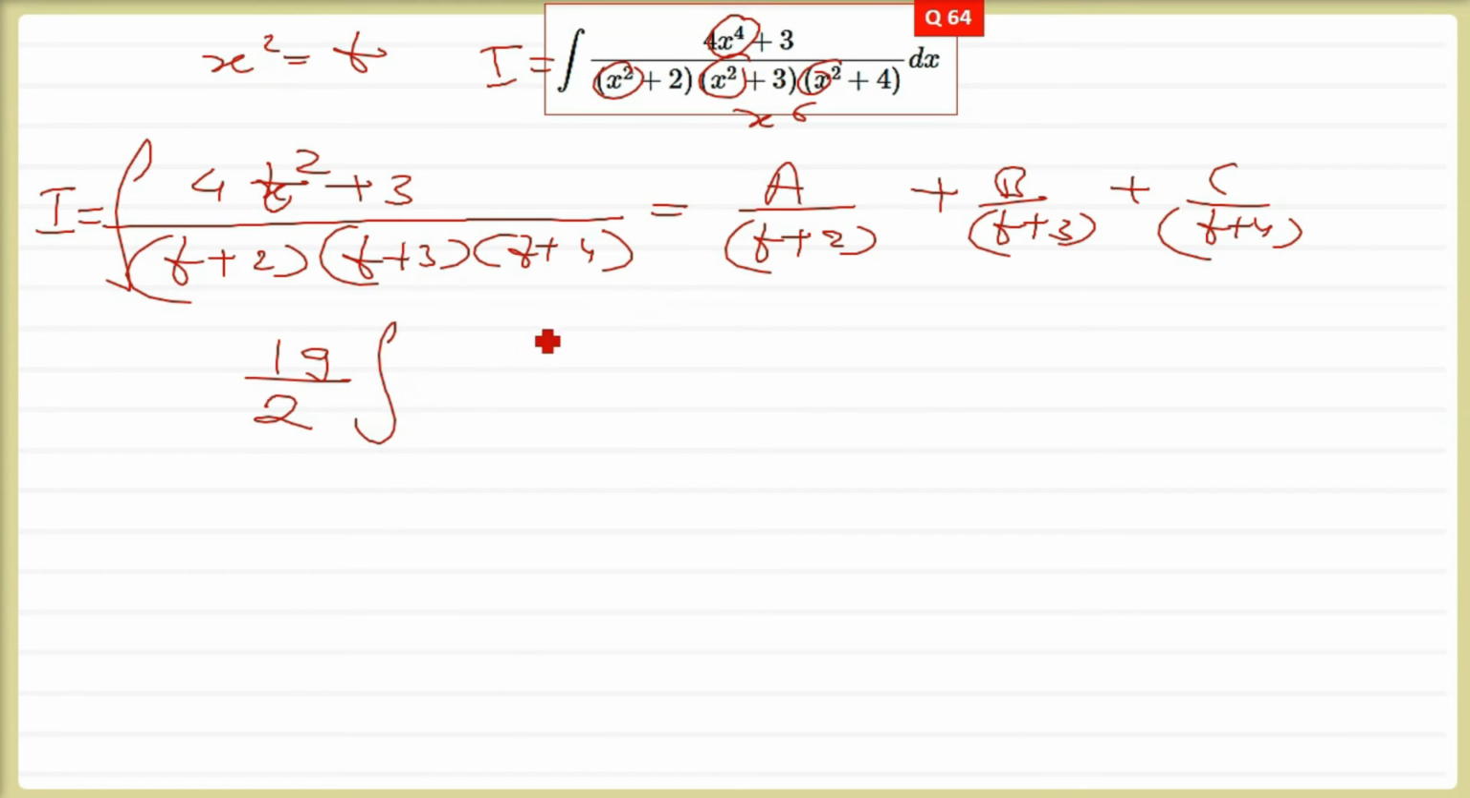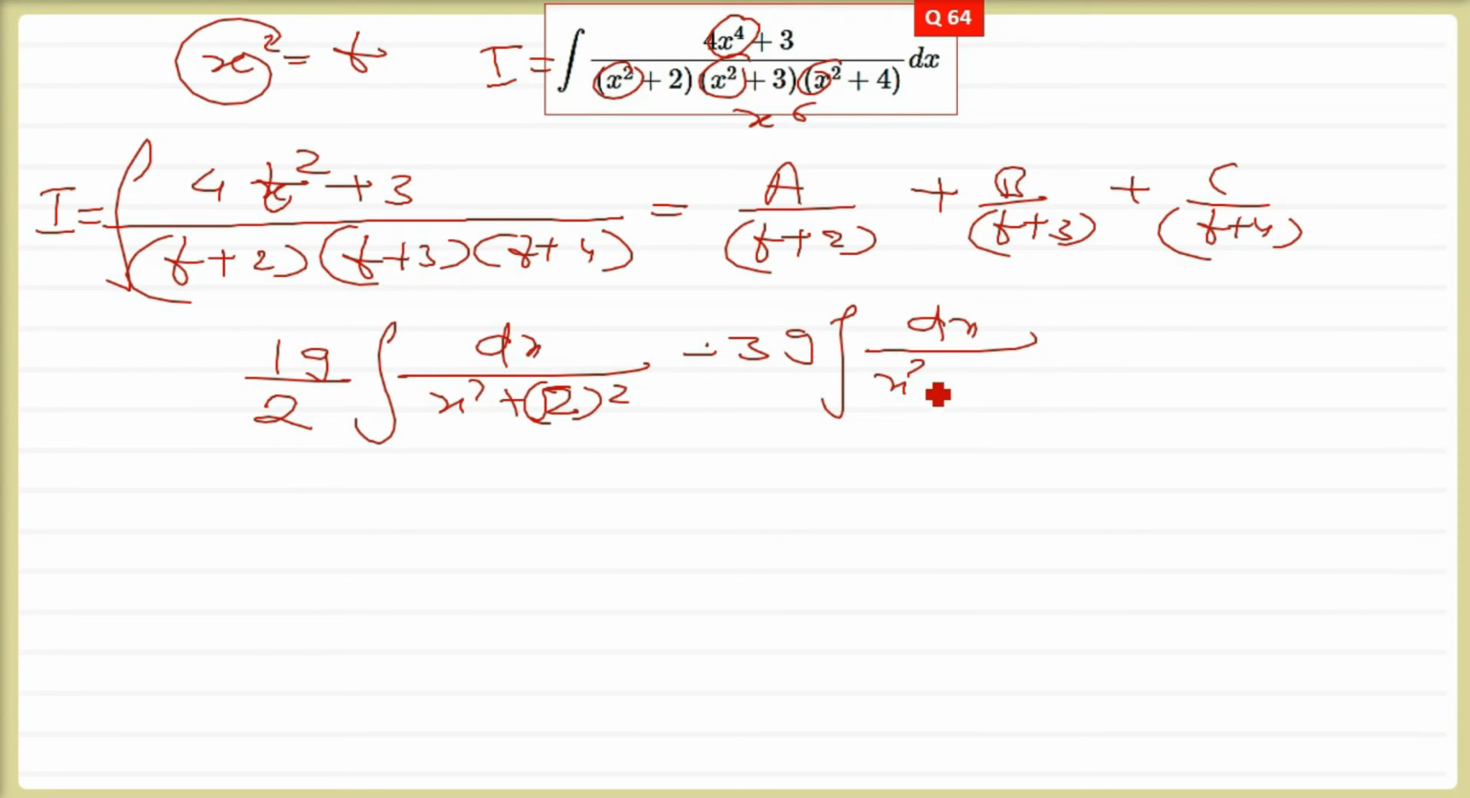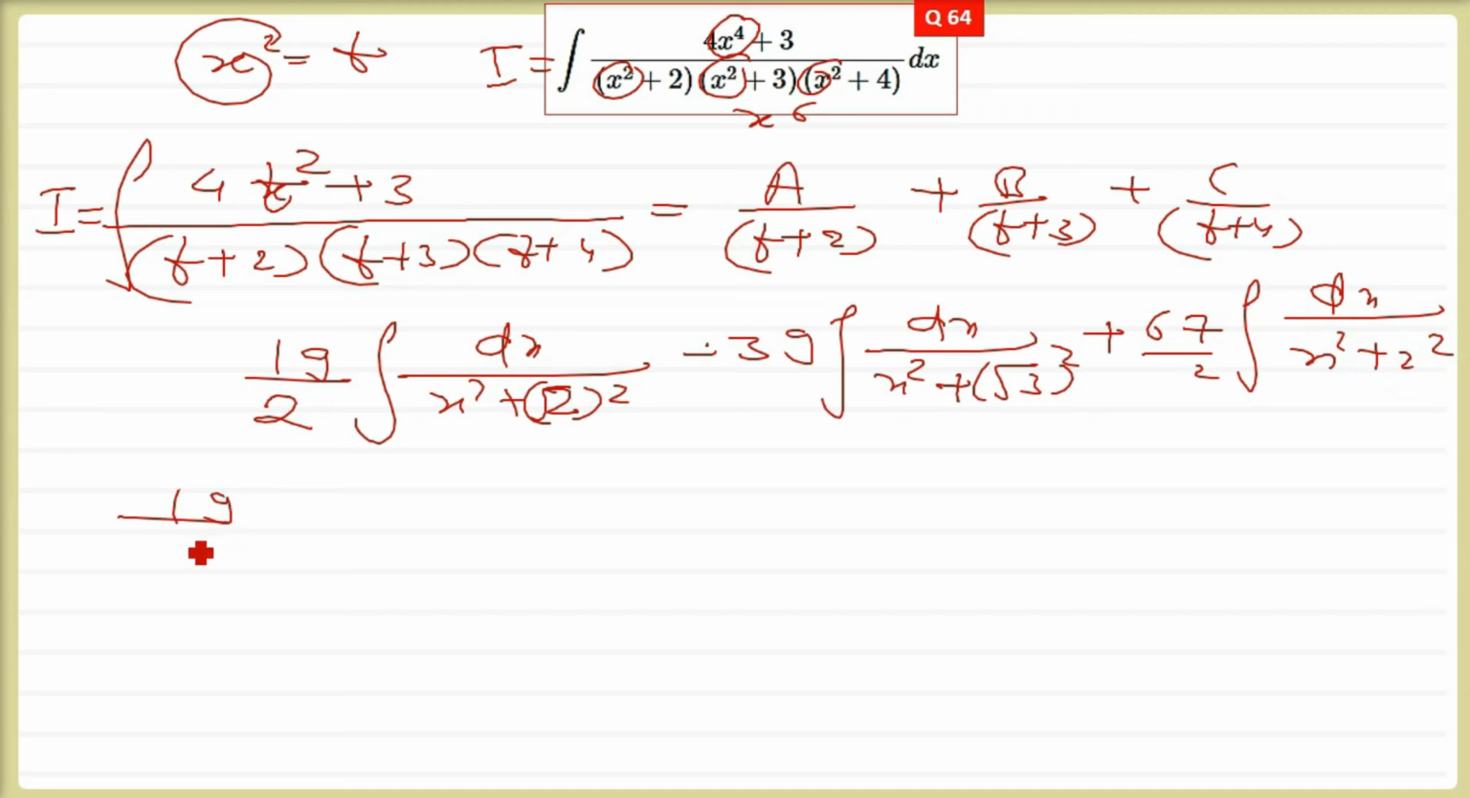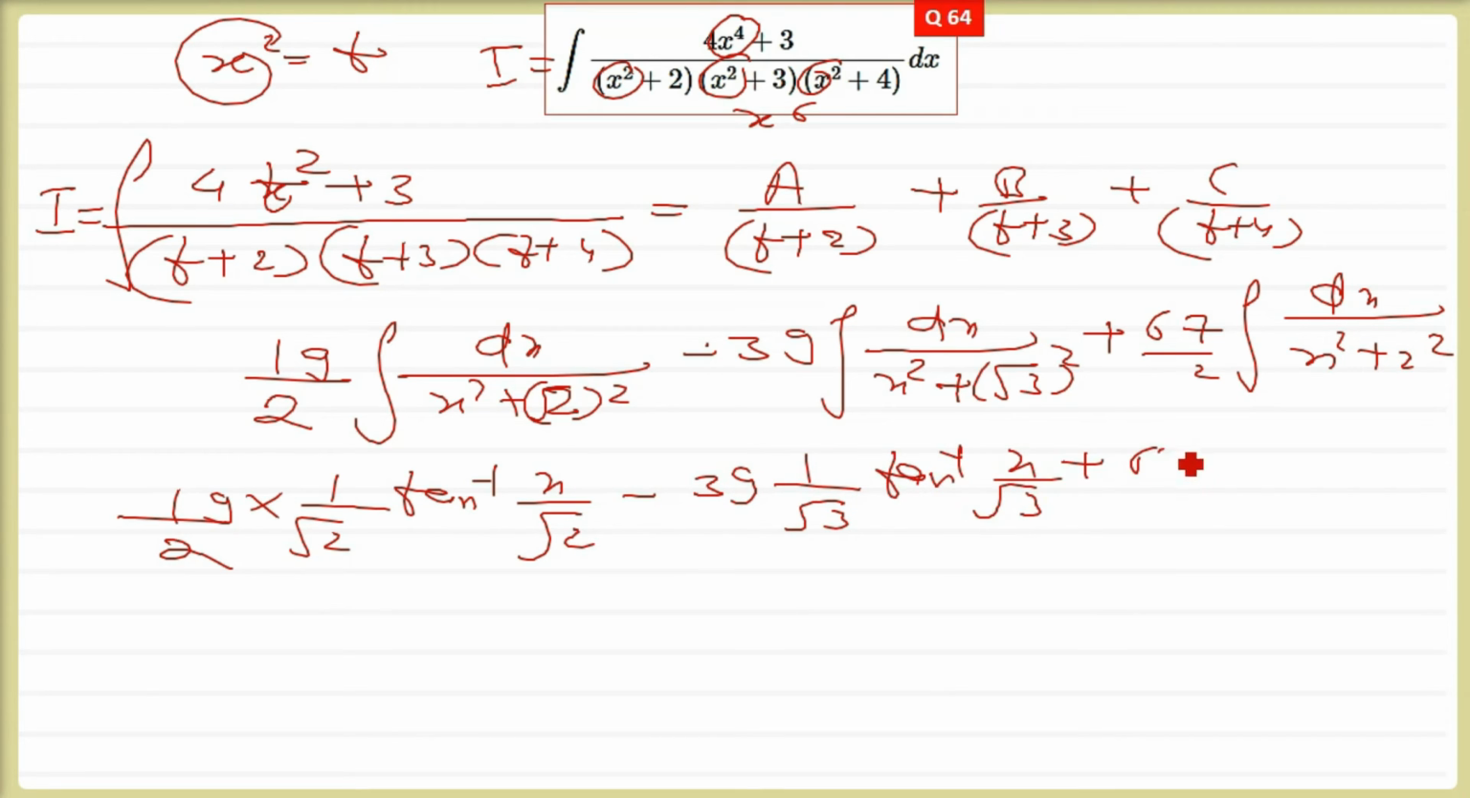So 19 by 2 integration of dx divided by x square plus root 2 whole square, because we are going to use the 1 by a x square plus a square formula here, and b will come as negative 39 integration of dx divided by x square plus root 3 whole square. T is being replaced by x square in all the three denominators. C will come as 67 by 2, which I'm writing right now, and integration of dx divided by x square plus 2 square. Final answer will be 19 by 2. This will be 1 by a tan inverse x by a, so 1 by root 2 tan inverse x by root 2 minus 39 1 by root 3 tan inverse x by root 3 plus 67 by 2.